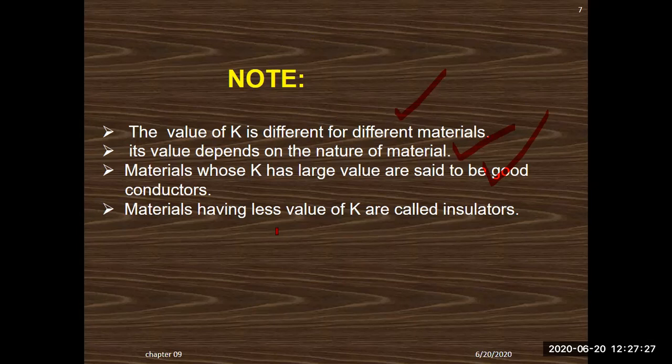These are the most important points to remember to understand the value of K. Number one, the value of K is different for different materials. Number two, its value depends on the nature of the material. Number three, materials whose K has a large value are said to be good conductors. And similarly, the opposite of this will be the materials which have a very small value of K, which are called insulators.